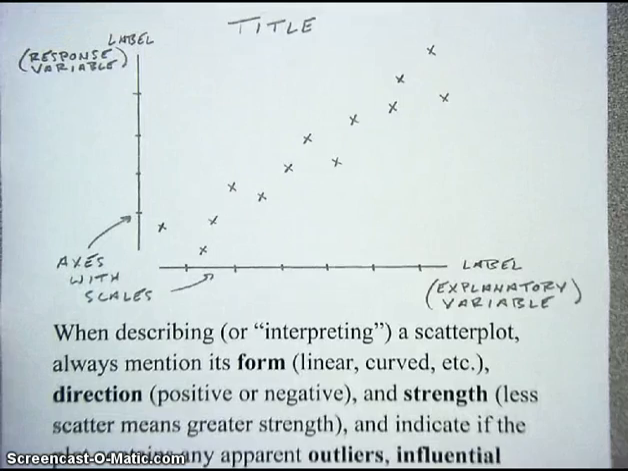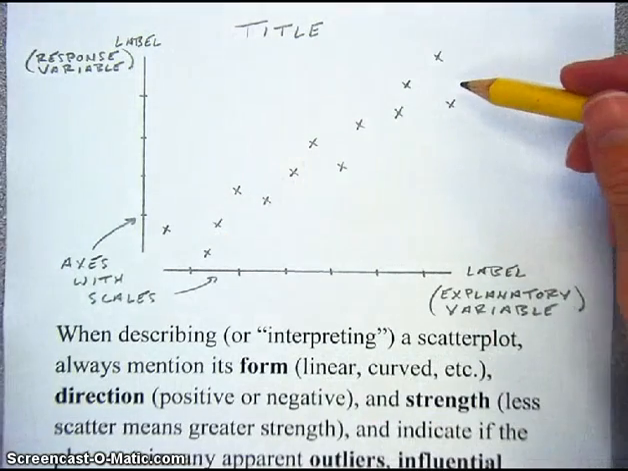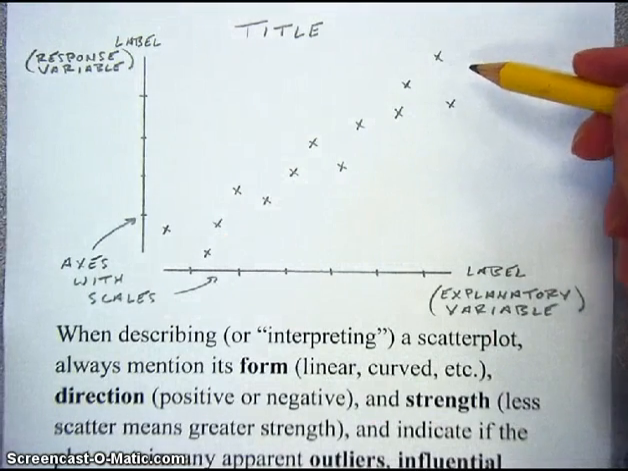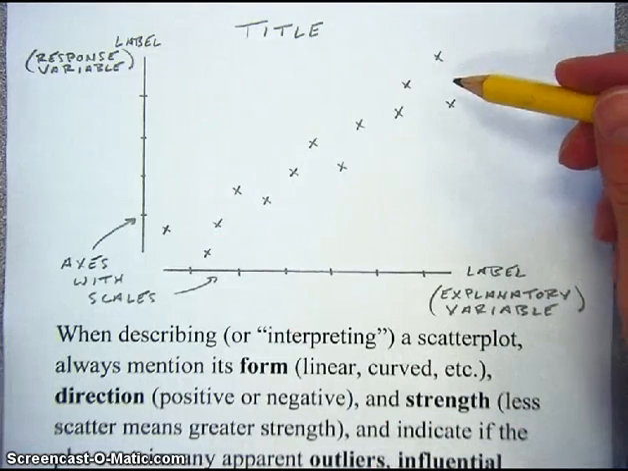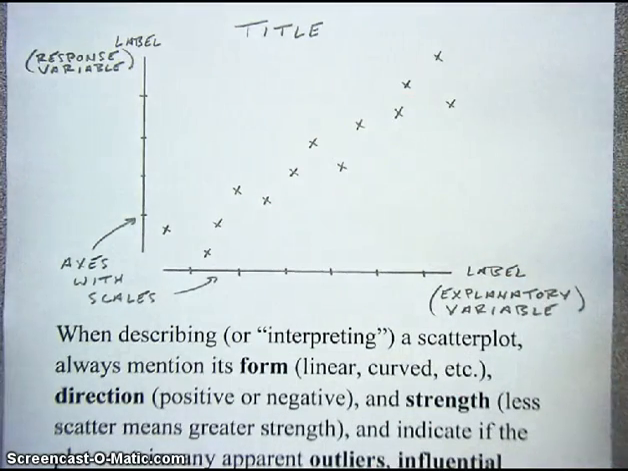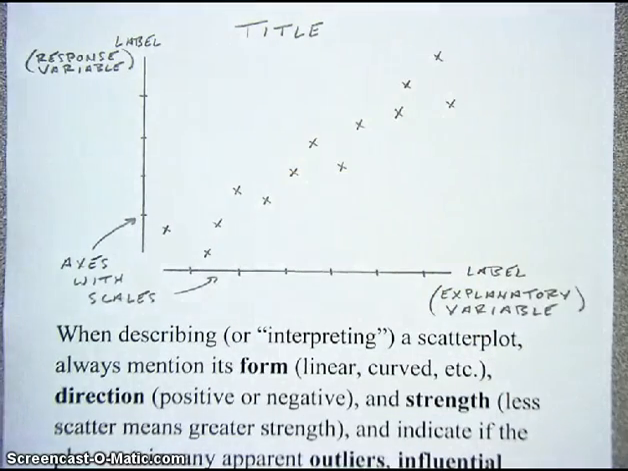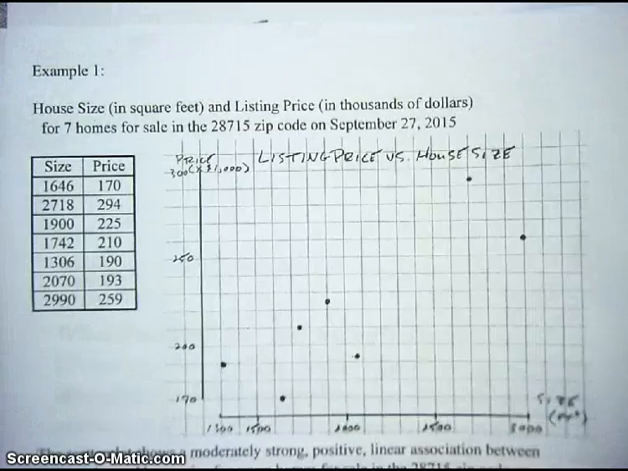In this particular plot up here, if we were to describe it, we would say that the scatter plot shows a moderately strong positive linear association between your two variables. And in any particular situation, you want to include in that description the context of the data that you're looking at. So you definitely want to include the names of the variables. So here are some examples of how that might work.